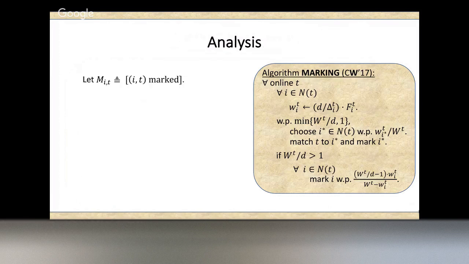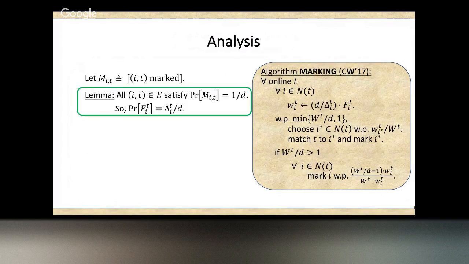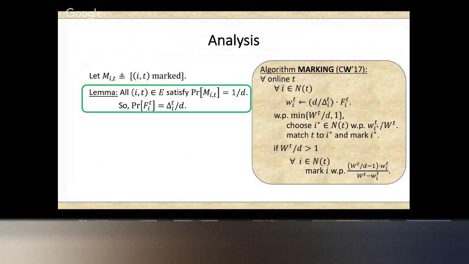Right. So first, a bit of notation: m_it is going to be an indicator for edge it being marked. I want the probability of m_it to be exactly 1 over d. That's what the first lemma says. And the first corollary of that is that the probability of i being free at time t is its residual degree over d. It starts at 1, and every time it sees another neighbor, its probability of being unmarked decreases by 1 over d, which is exactly what's written here.